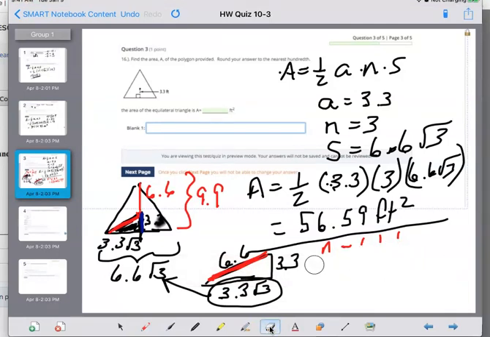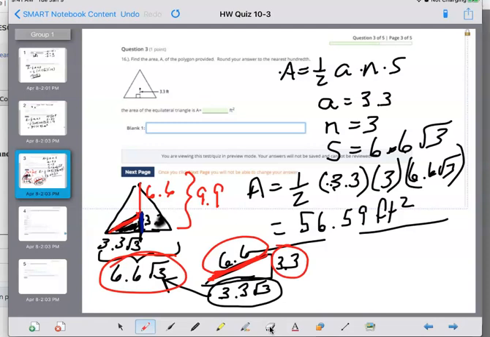And remember, the information I found is still going to be true. We're going to use 6.6, 6.6 the square root of 3 to help us out, and 3.3. Keeping in mind this whole height now is 9.9. In my area of a triangle, any triangle will work as base times height. So 1/2 my base length, which is 6.6 the square root of 3, times my height, which we determined is 9.9.